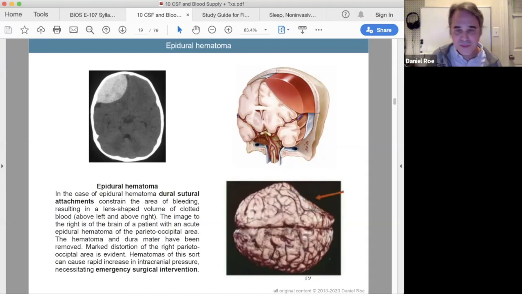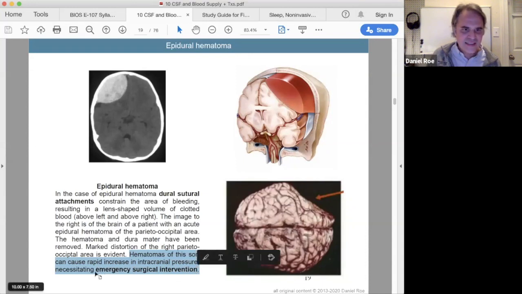I say presumably because sometimes you see things like this. You look at the cause of death and it says heart disease or something. You're like, what? Believe me, I've seen that sort of thing. But yeah, hematomas of this sort cause rapid increase in intracranial pressure, necessitating emergency surgical intervention.